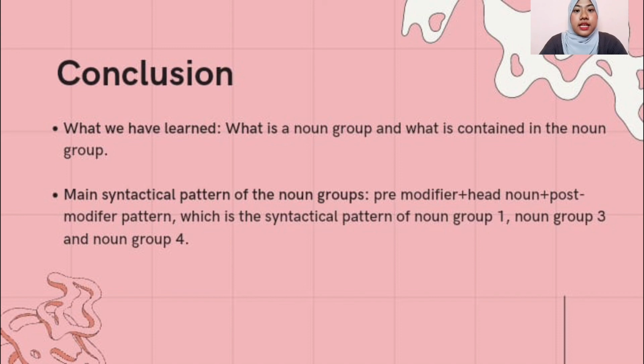We found that the main syntactical pattern of the noun groups is on the basis of the pre-modifier plus head noun plus post-modifier pattern, which is the syntactical pattern of noun group 1, noun group 3, and noun group 4. However, the syntactical patterns of noun group 2 and noun group 5 are based on the pattern of pre-modifier plus head noun. Therefore, we can confidently say that we have successfully mastered the topic of noun groups during our completion of our presentation.